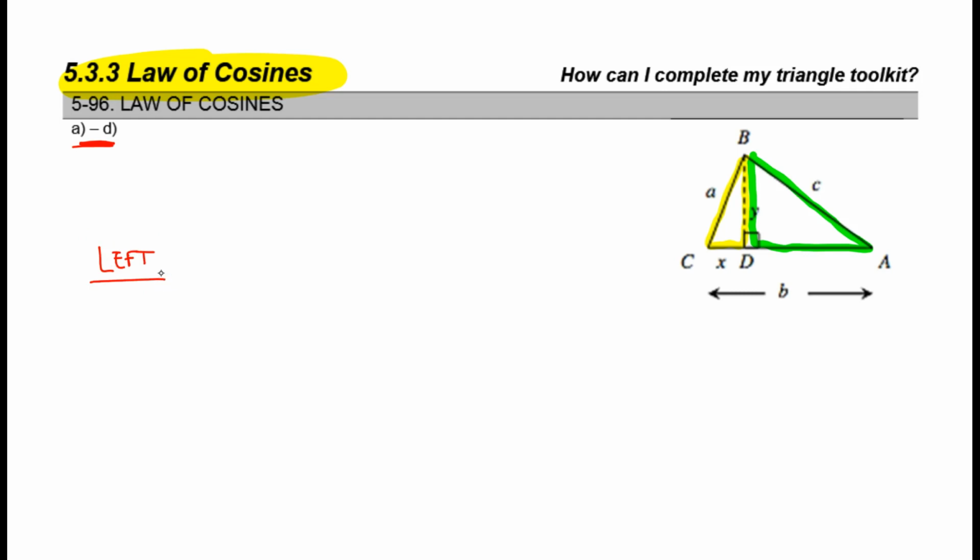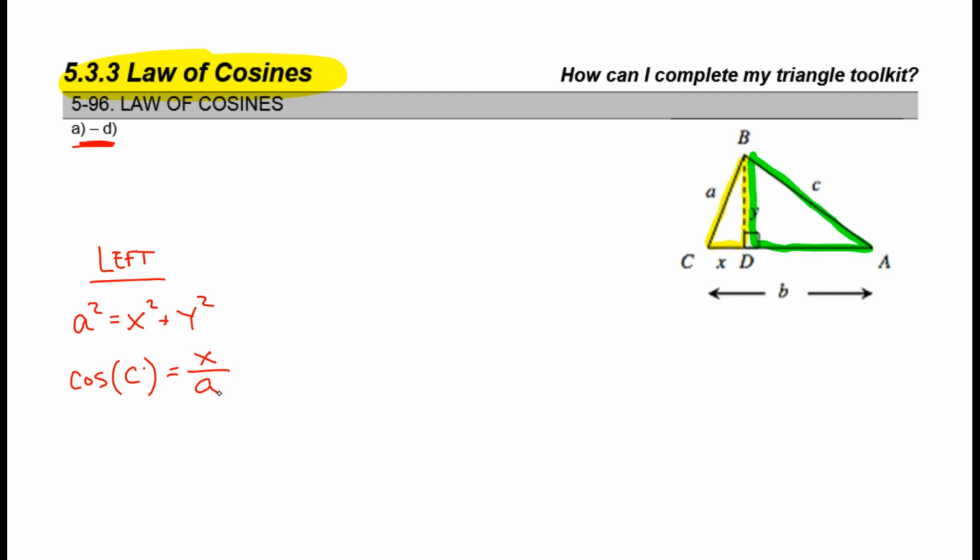Well, first thing I see is that I have some side lengths labeled. So I'm going to go with the Pythagorean theorem, and I'm going to say, yep, the hypotenuse squared equals a leg squared plus the other leg squared. So I have a squared equals x squared plus y squared. I'm also going to take a look at angle C down here, and I'm going to write out the ratio of the cosine of angle C. Cosine is adjacent leg over hypotenuse, so that's equal to x over a.